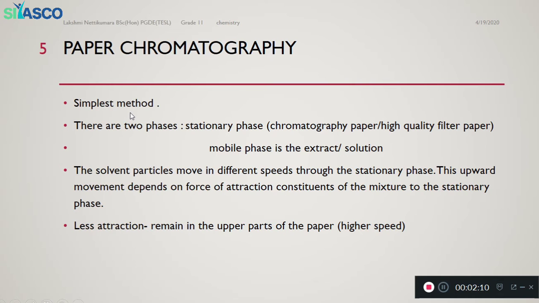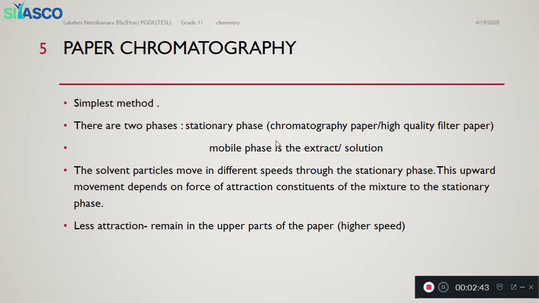So, as mentioned in the previous slide, there are 2 phases: a stationary phase and a mobile phase. Here, the stationary phase is not moving, that means it is still. What is this still phase? It is the paper, chromatography paper or a high quality filter paper we can take. The mobile phase is the solution, the extract, or the solution which we want to separate.